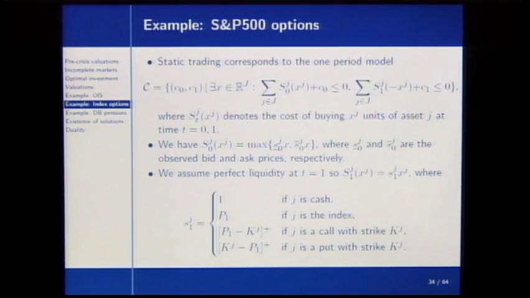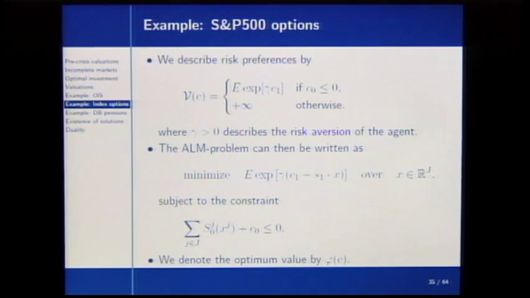At maturity, we actually assume complete liquidity. So what we get, our assets were the cash, the underlying index, calls and puts, and these are just the payouts from those guys. So that's what we trade. And the optimization problem, again, unlike the exponential utility, you could use anything else. And again, we don't allow any shortage today. So we assign infinite penalty if there's a positive payment today.